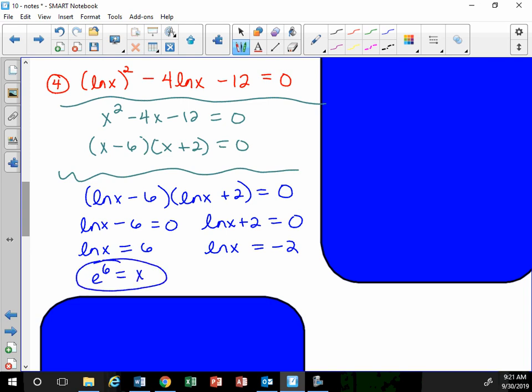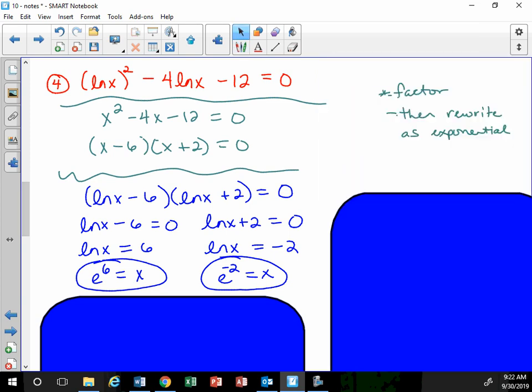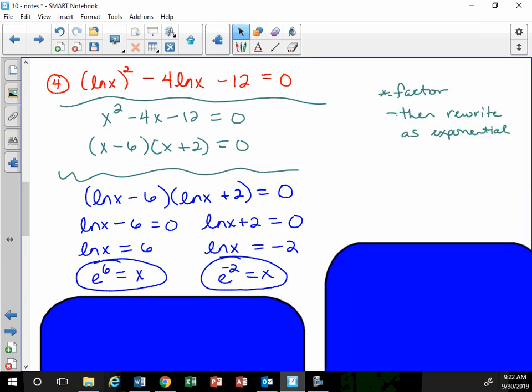And what about the other one? E to the what? -2. Now, is that one okay? Is e to the -2 a negative number? No. What does the negative exponent mean? Fraction. Okay, so that's really just 1 over e squared. So that's fine. You can certainly have that as an answer. Okay? That one's kind of weird. So factor and then rewrite as an exponential.